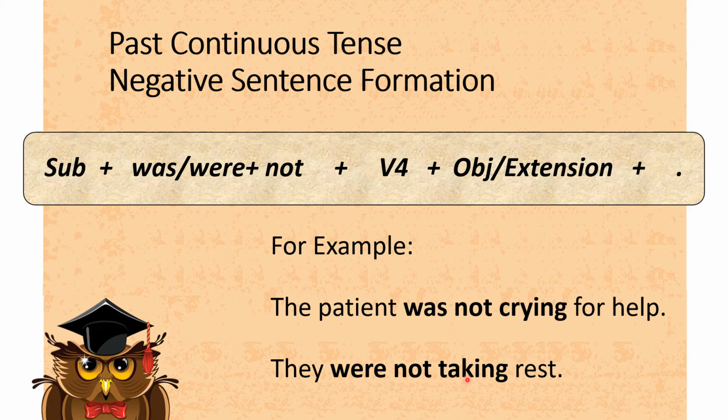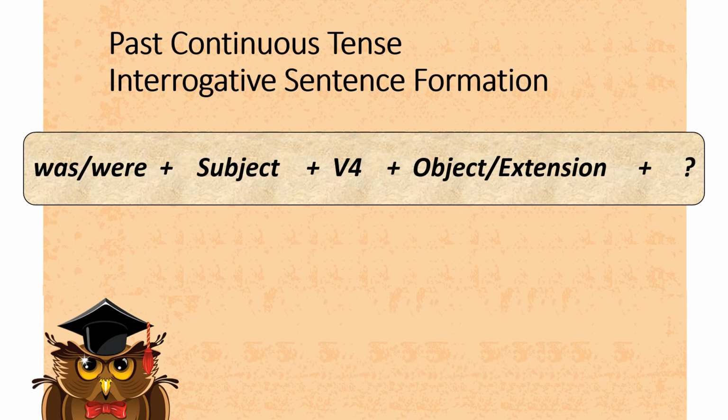Never forget this rule, and whenever you are supposed to convert the given affirmative sentence into its negative form, you should add not in between the auxiliary verb and the form of the verb. See the sentence formation for interrogative sentence formation of past continuous tense. You take out was or were in the start of the sentence. Then comes the subject. Then comes the fourth form of the verb. Then you add object or extension along with the question mark at its end.